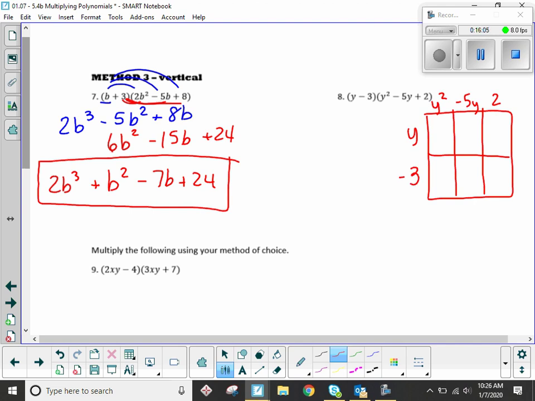And then you just go left to right and you line stuff up and you do the multiplication. Like y squared times y is y cubed. And then y times negative 5y is negative 5y squared. And you just fill stuff in as you go along. Yeah, you can do box method anytime you want.